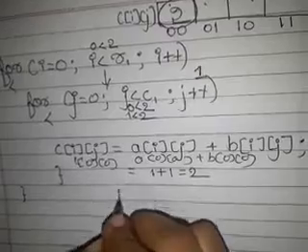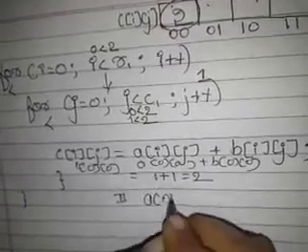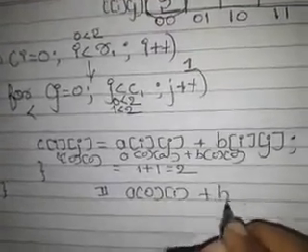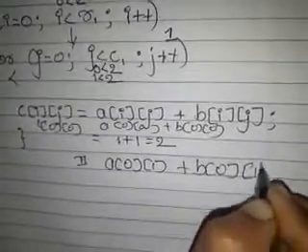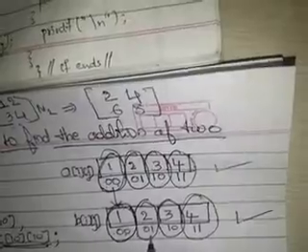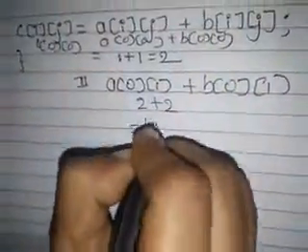A of 0, 1 plus B of 0, 1. In the sense, what is A of 0, 1? A of 0, 1 is 2. What is B of 0, 1? It is also 2. 2 plus 2 is equal to 4. That is stored as C of 0, 1.